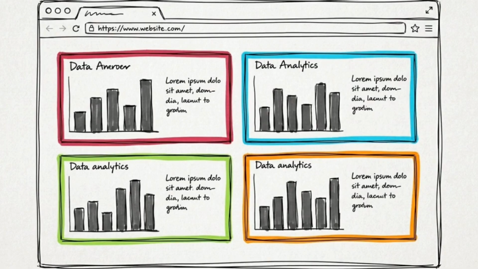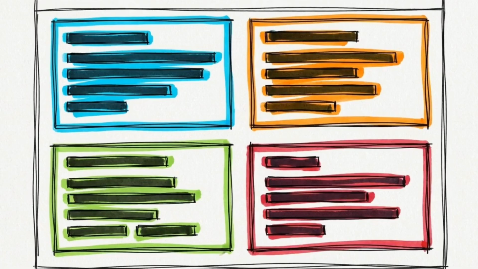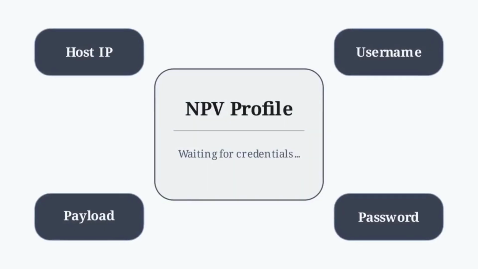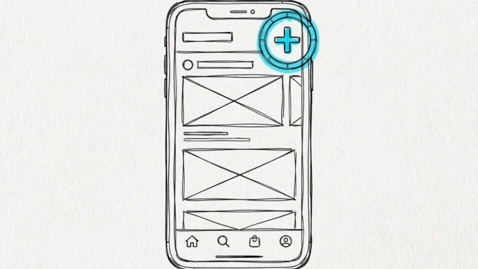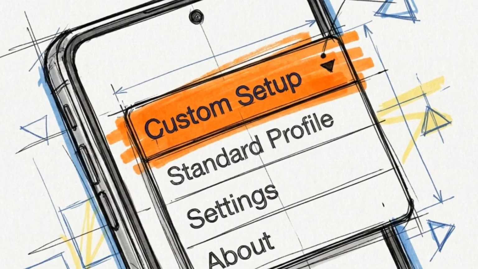As shown in this mockup, the site has generated 4 specific data points: the host IP, your username, your password, and the payload block. These credentials provide the specific server address and the authentication required to establish your private connection. Return to the NPV Tunnel app and tap the plus icon. Then select Add Config manually to start a new profile.